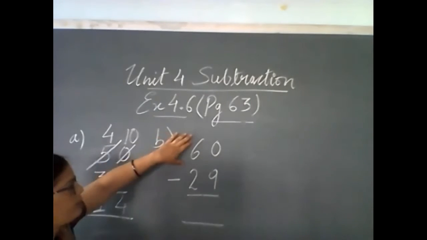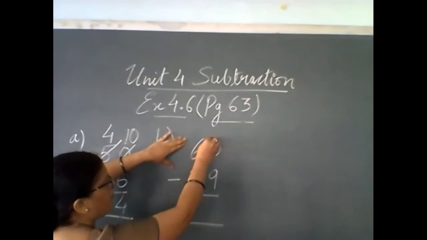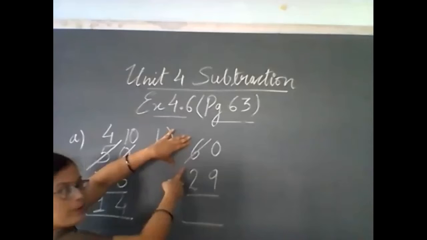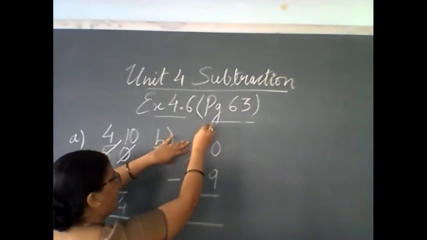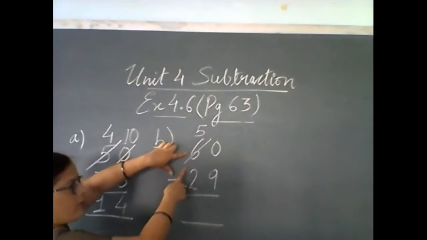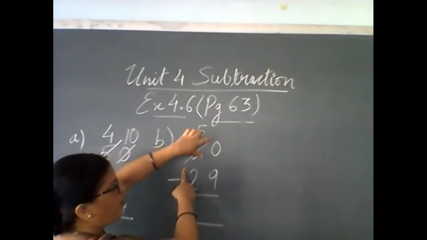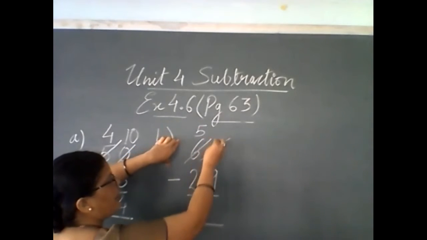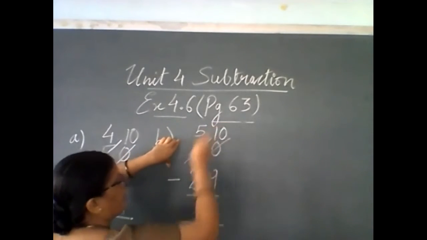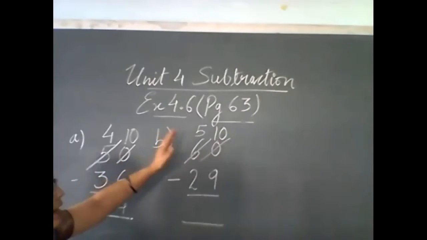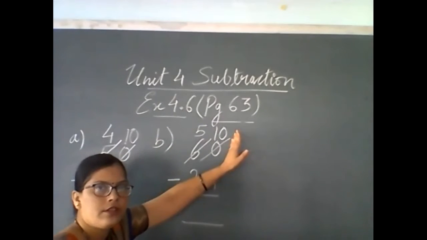When we take away 1 from 6, what will be the change? 6 becomes 5. When we pass this borrowing to ones place, the 0 becomes 10.